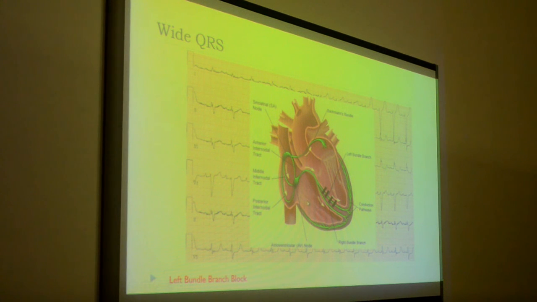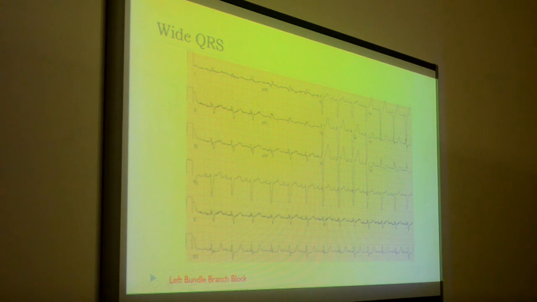Basically, the right ventricle starts depolarizing the left ventricle through the muscle fibers. But the muscle fibers, as we know, are slow. So that's why it will take a longer time for the left ventricle to depolarize, and that's why the QRS complex is wide. And if you notice, it's not very wide, because the right ventricle contracts quickly enough. It's just the left ventricle that's a bit slow, so that's why it's a bit wide. Here it's more than three small squares.